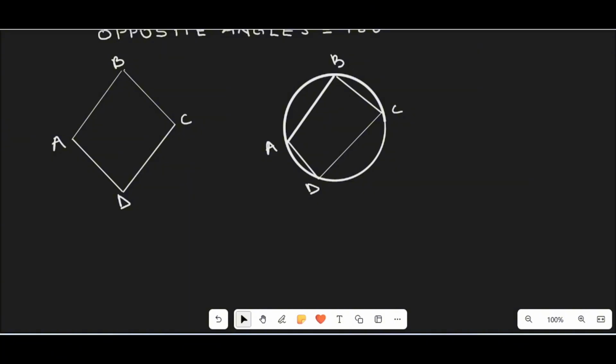The theorem states that the opposite angles of a cyclic quadrilateral are supplementary. That means angle A plus angle C equals 180 degrees, and also angle D plus angle B equals 180 degrees. Angle B plus angle D equals 180 degrees.